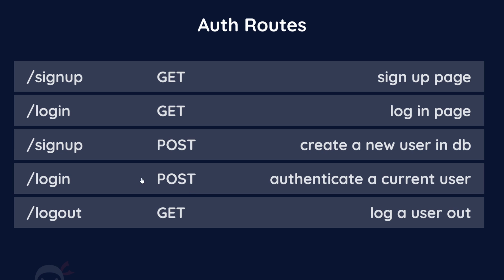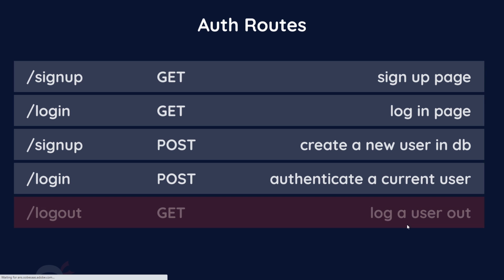We're going to have a post request to /login as well to authenticate a current user. So after they fill in their details on the login page, press submit, that sends a post request to the server to take those login details, check them against those stored in the database, and then log them in. And finally, we're going to have a logout get route, and that is basically just going to take the user and log them out of the application. Now to begin with in this lesson, we're just going to focus on these 4 right here for signing up and logging in, and we'll handle this one in a later tutorial.